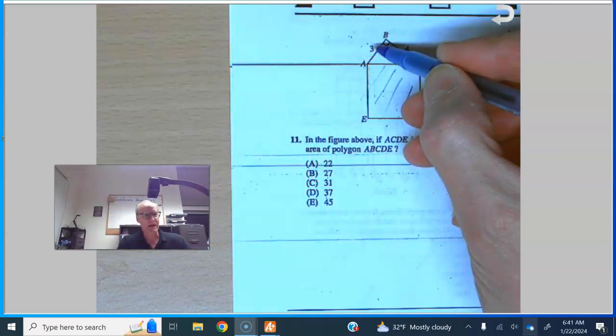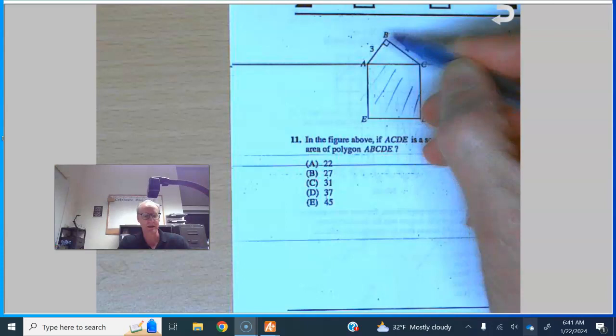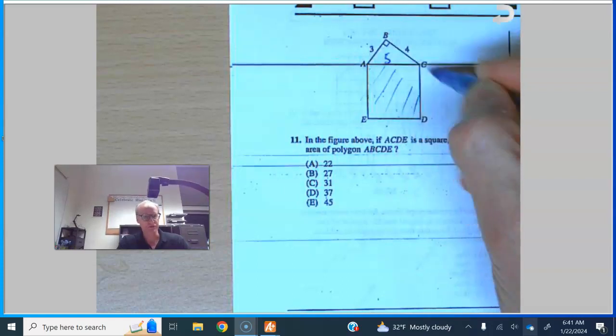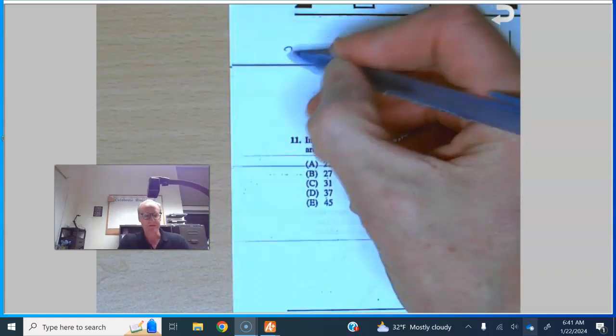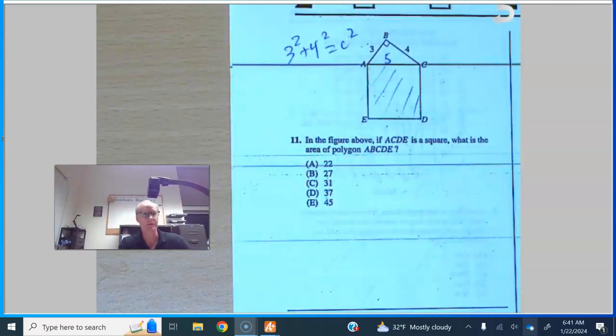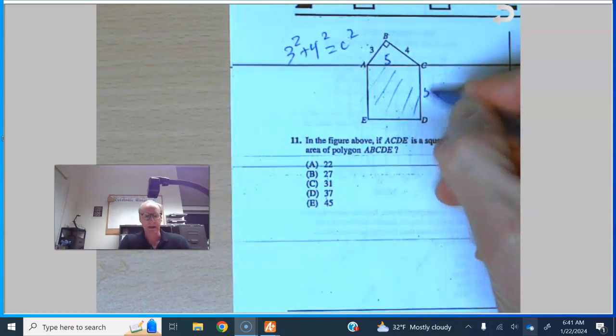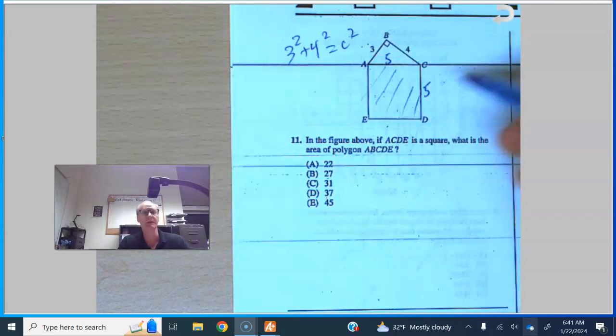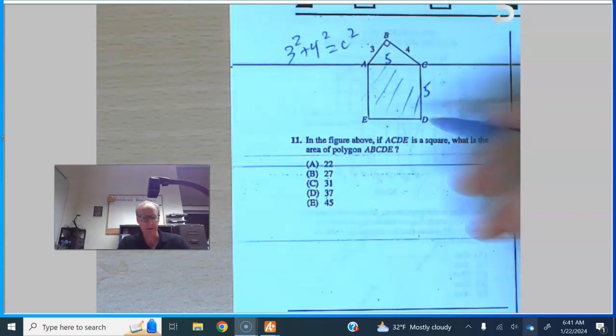Hopefully you know your Pythagorean triples. These are the sides of right triangles that are integers. 3, 4, and 5 makes a Pythagorean triple. If you don't know about that, it's 3 squared plus 4 squared equals c squared. You can find the side yourself. If you haven't found it yet, go ahead and find the area of this pentagon, pause the video, find it yourself, and then come back.